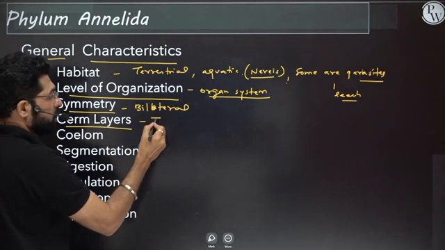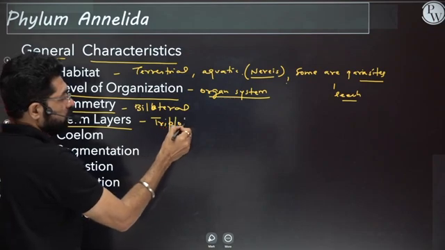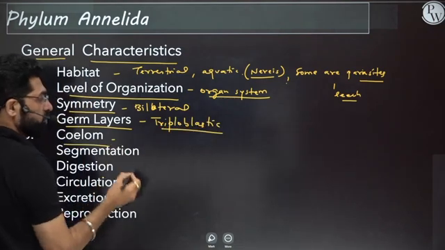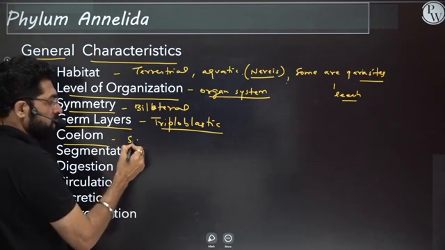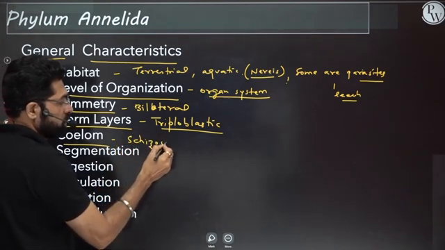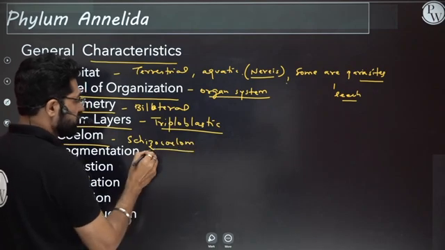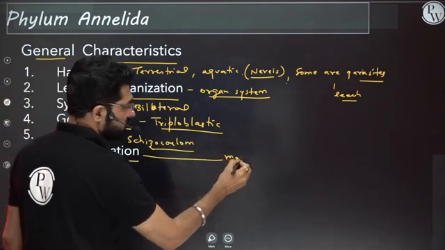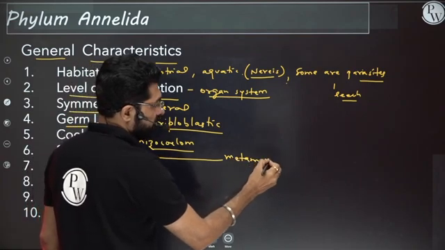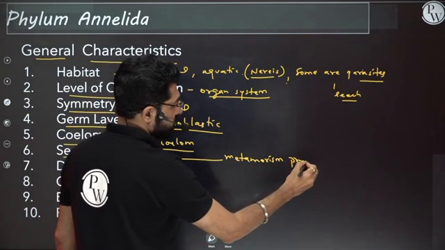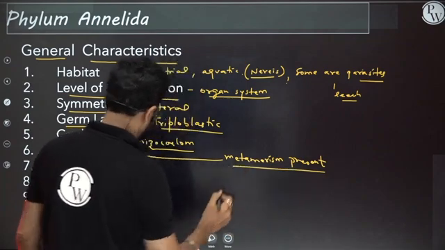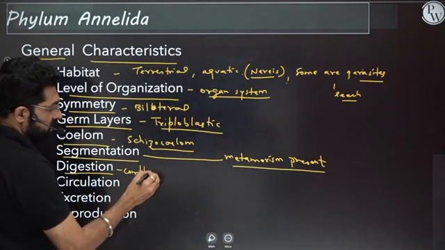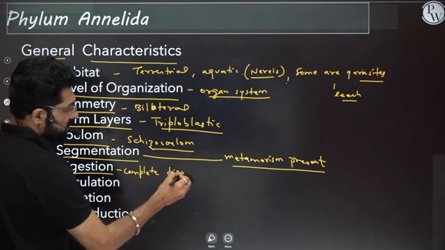According to germ layers, it is triploblastic. Coelom: they have a proper, true coelom called schizocoelom, or you can just say coelom only. Segmentation definitely present. Metamerism present. Are you getting my point? Digestion: they have a complete digestive system.